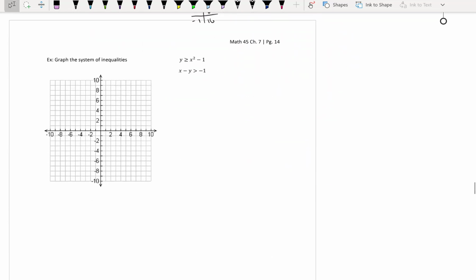Okay. So it looks like we have another example. For this example, it looks like we have a linear equation and a parabola. We know it's a parabola because it has that degree 2. So the first one is going to be my parabola. So I have y greater than or equal to x squared minus 1.